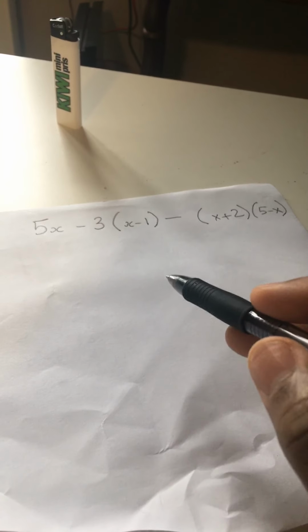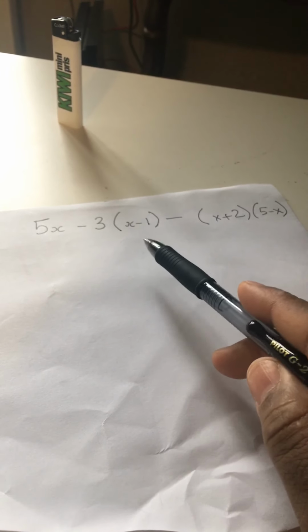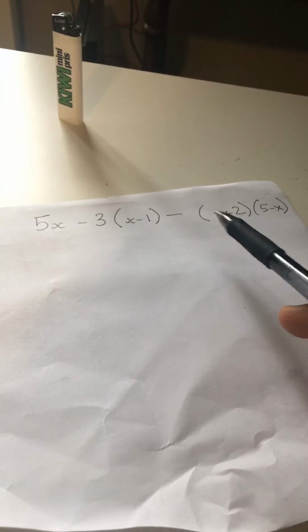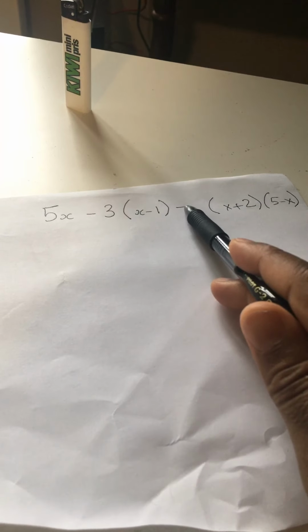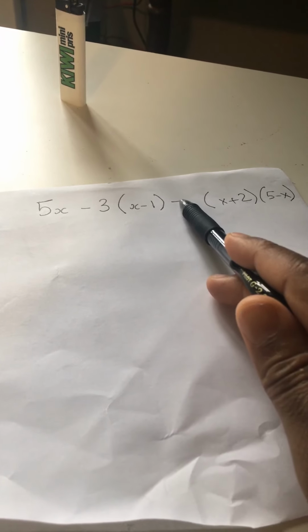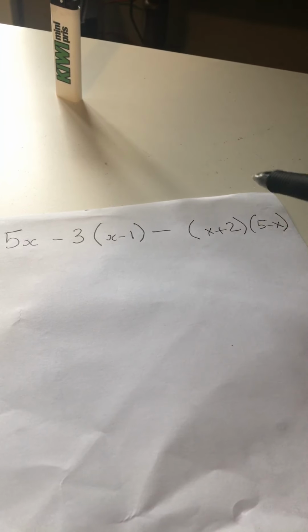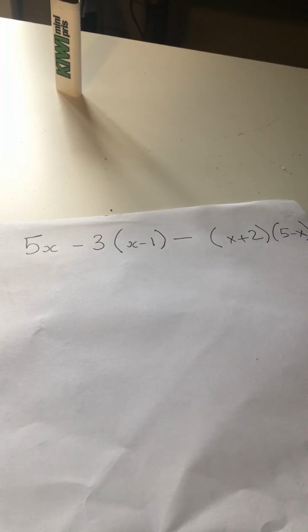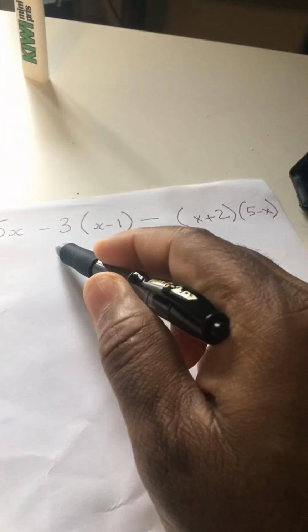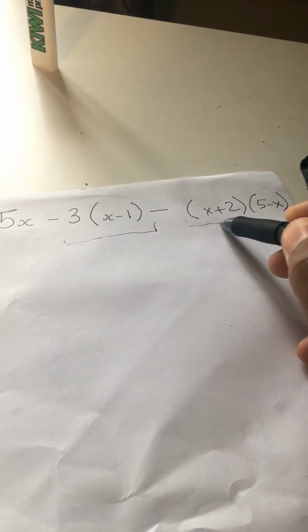Okay, so here we have this problem: 5x minus 3 into x minus 1, minus x plus 2 times 5 minus x. Now you are asking if you can take this minus sign and change it to a plus sign, but that's not what I would do. You want to work with the brackets first. So this is one set of brackets right here, and then this is another set of brackets here. You want to remove those brackets.